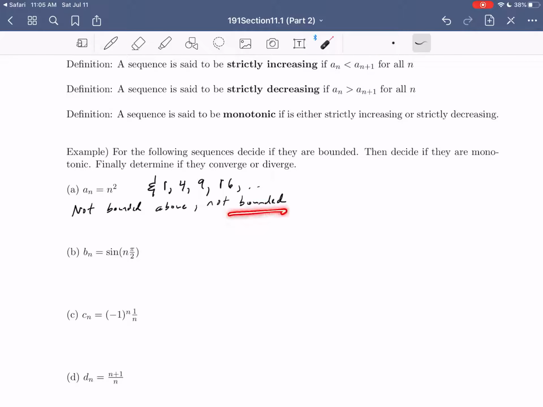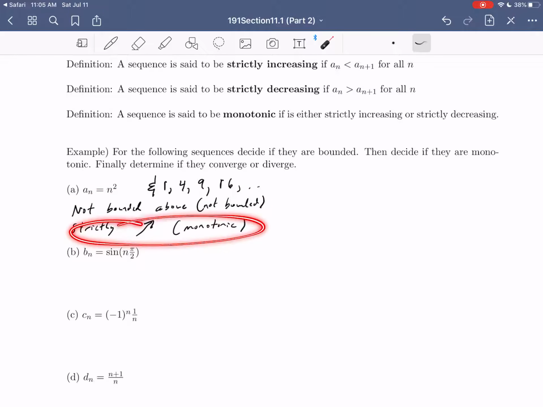Because to be bounded, you have to have both a lower and an upper bound. In this case, it is not bounded above. There is no upper bound. It should also be very clear, just from looking at these terms, that it is going to be strictly increasing, right? Every term of this sequence just gets larger and larger. So that means that it is monotonic. And just to keep that consistent, we'll just say not bounded. So this would be an example of something that is not a bounded sequence, but is a monotonic sequence.